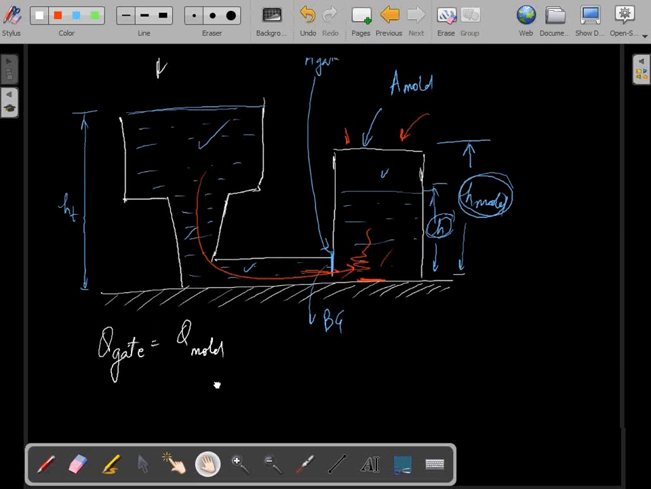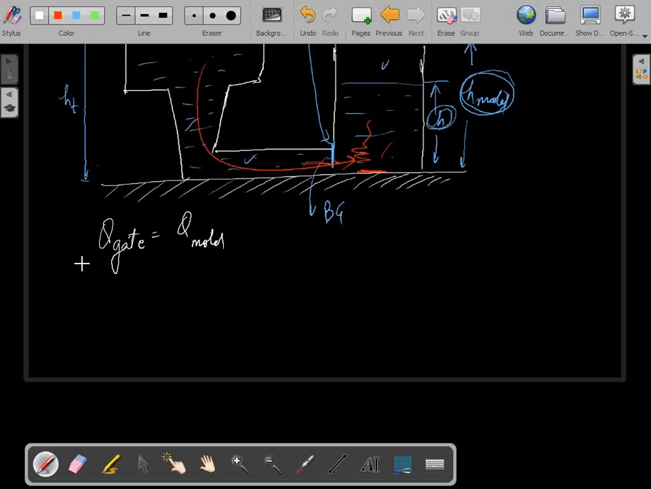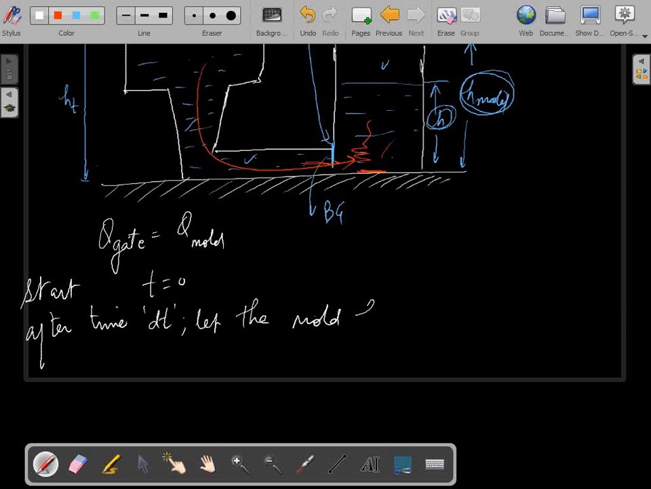Now, let us say that you are starting your clock at t equal to 0. Now, let us say after time dt, the mold fills up by dh. Okay, so in time dt, the mold cavity is filled up through a height dh.